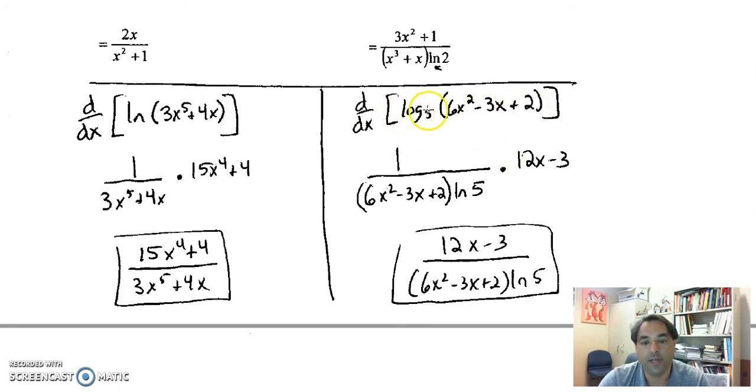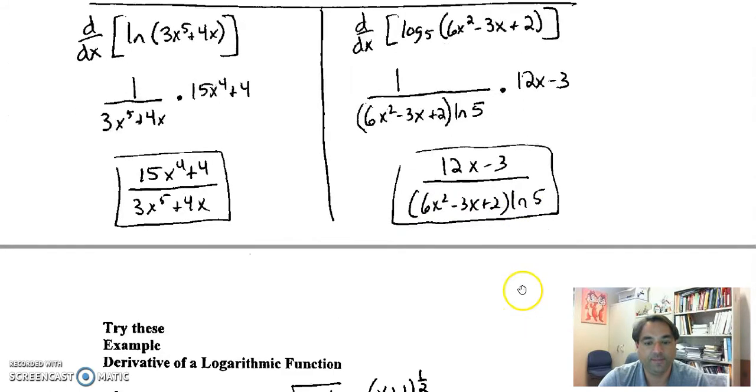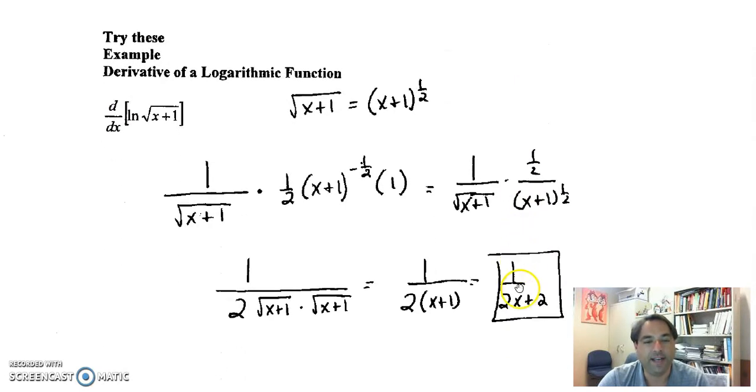In the next example, to take the derivative of log base 5 of 6x squared minus 3x plus 2, remember the log has a base, we have to deal with that. So it's 1 over the original, whatever you're taking the log of, 6x squared minus 3x plus 2, in parentheses, natural log of 5 for the base, times the derivative of whatever you're taking the log of: derivative of 6x squared is 12x, derivative of minus 3x is minus 3, derivative of 2 is 0. So in the numerator, 12x minus 3, and the denominator, 6x squared minus 3x plus 2, in parentheses, ln of 5.